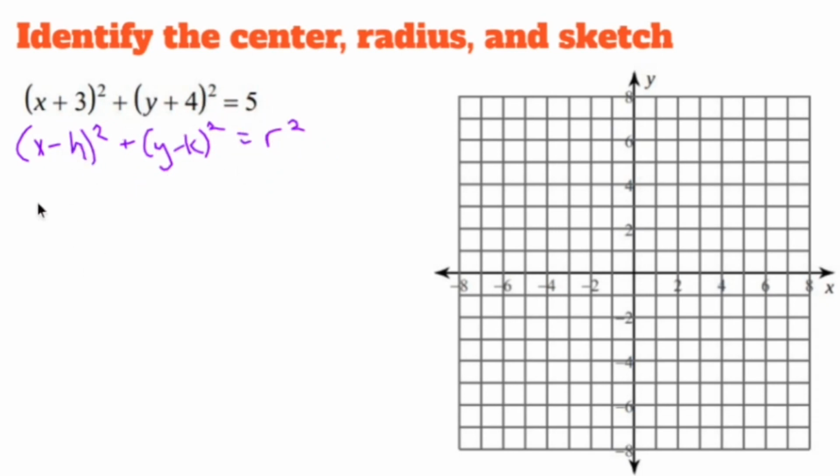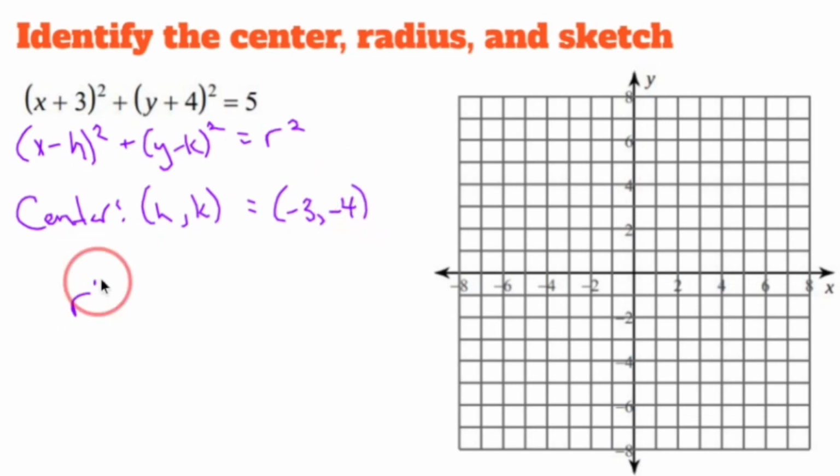Now, my center, I'm jumping ahead. My center is (h, k). Negative h is positive 3, which means positive h is negative 3, so that's the x value of my center. Negative k is positive 4, so positive k is negative 4. There's my center. Now I need a radius. My radius squared is equal to 5. So if I square root both sides, my radius is going to be the square root of 5, and that's 2.2 and so on.